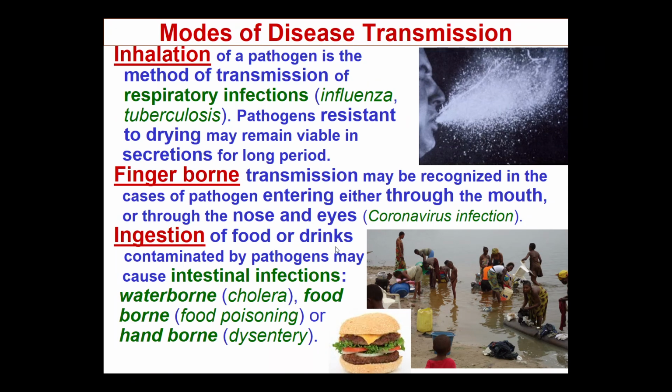Ingestion. This mode of transmission is very important. Ingestion of food or greens contaminated by pathogens may cause intestinal infections, waterborne infections, for example cholera, foodborne infections, food poisoning, for example botulism, this is also one type of food poisoning, or hand-borne infections, dysentery.